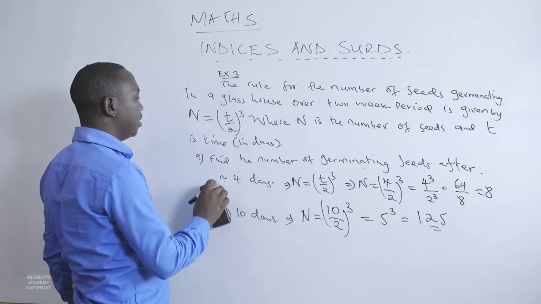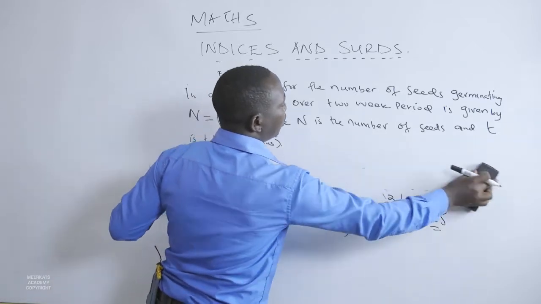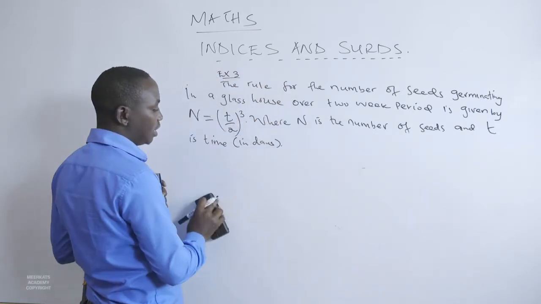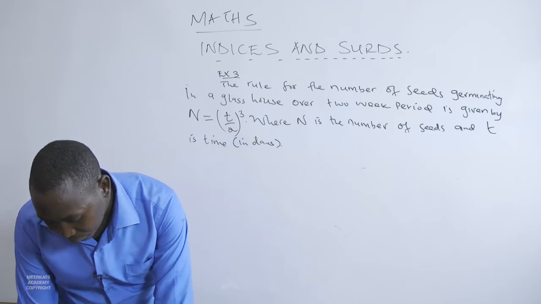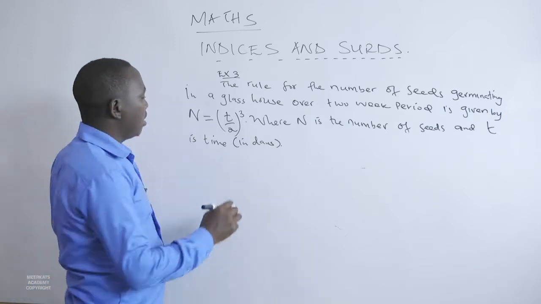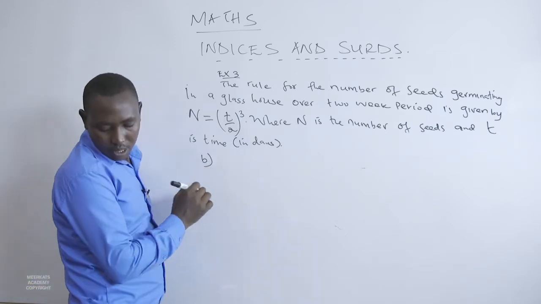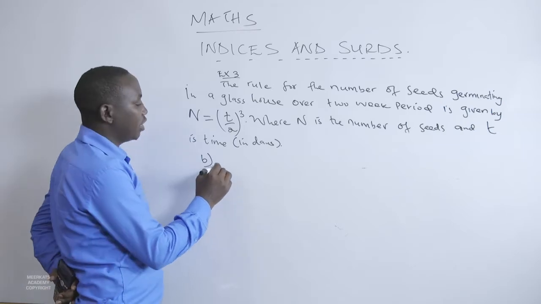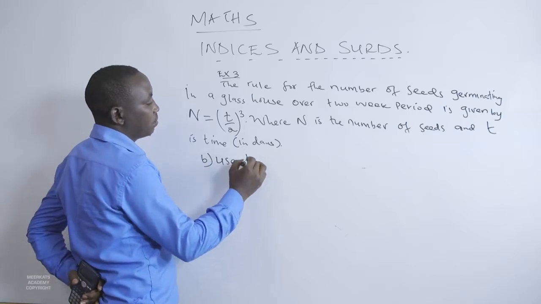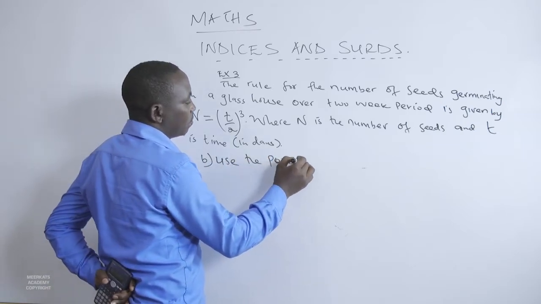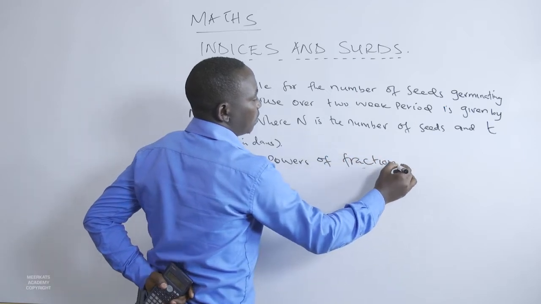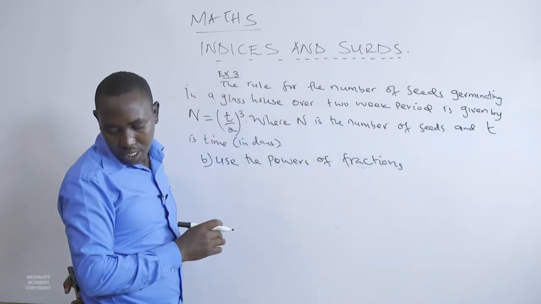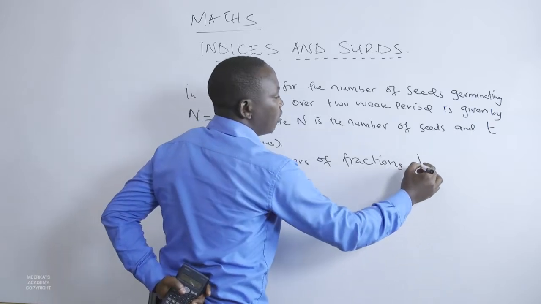Part B of the question, that was part A, requiring you to find the number n. Part B says, use the powers of fractions to rewrite the rule.